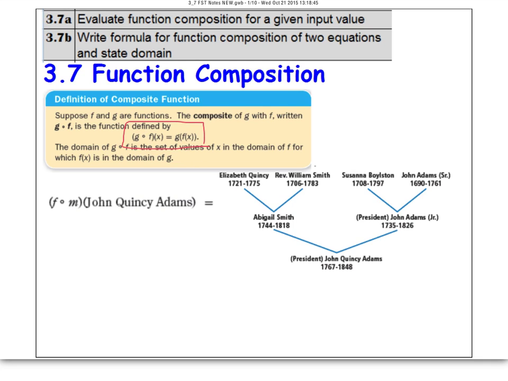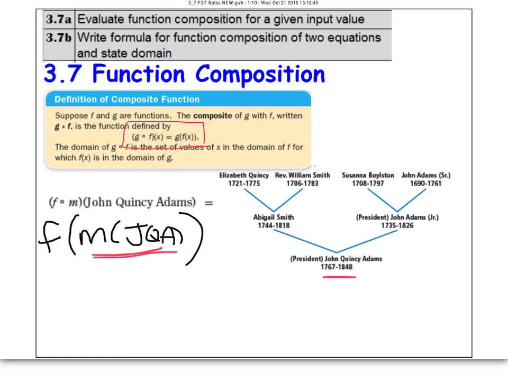And here's an example. We have this family tree of John Quincy Adams, and the question is, they want to know who is the father of the mother of John Quincy Adams. So if I write it as f of m of John Quincy Adams, the way to evaluate function composition is always do the inside first. So the question is, who is the mother of John Quincy Adams? You go to John Quincy Adams, find his mother, which is right here, and the answer here is Abigail Smith.